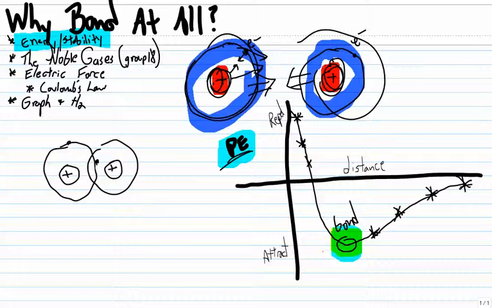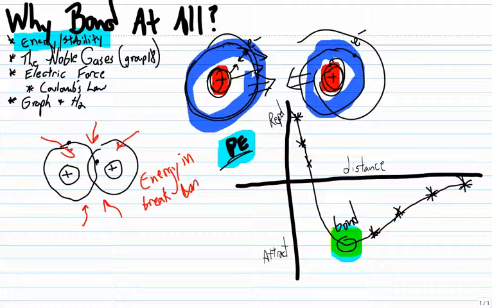So I'm going to have to do something to get them to come apart. I'm going to have to pull on them. I'm going to have to add some energy. I'm going to have to actually do something. So I'm going to have to put energy in. So energy in will break a bond. So that's called endothermic, by the way.